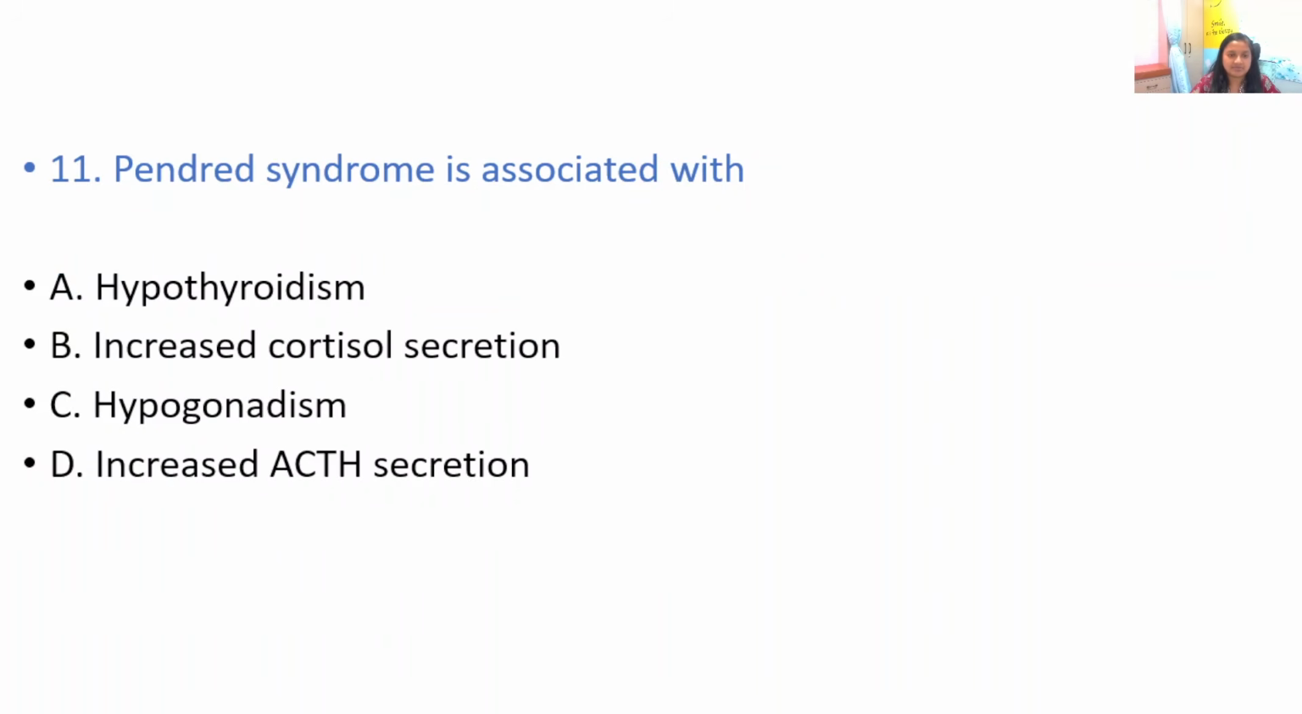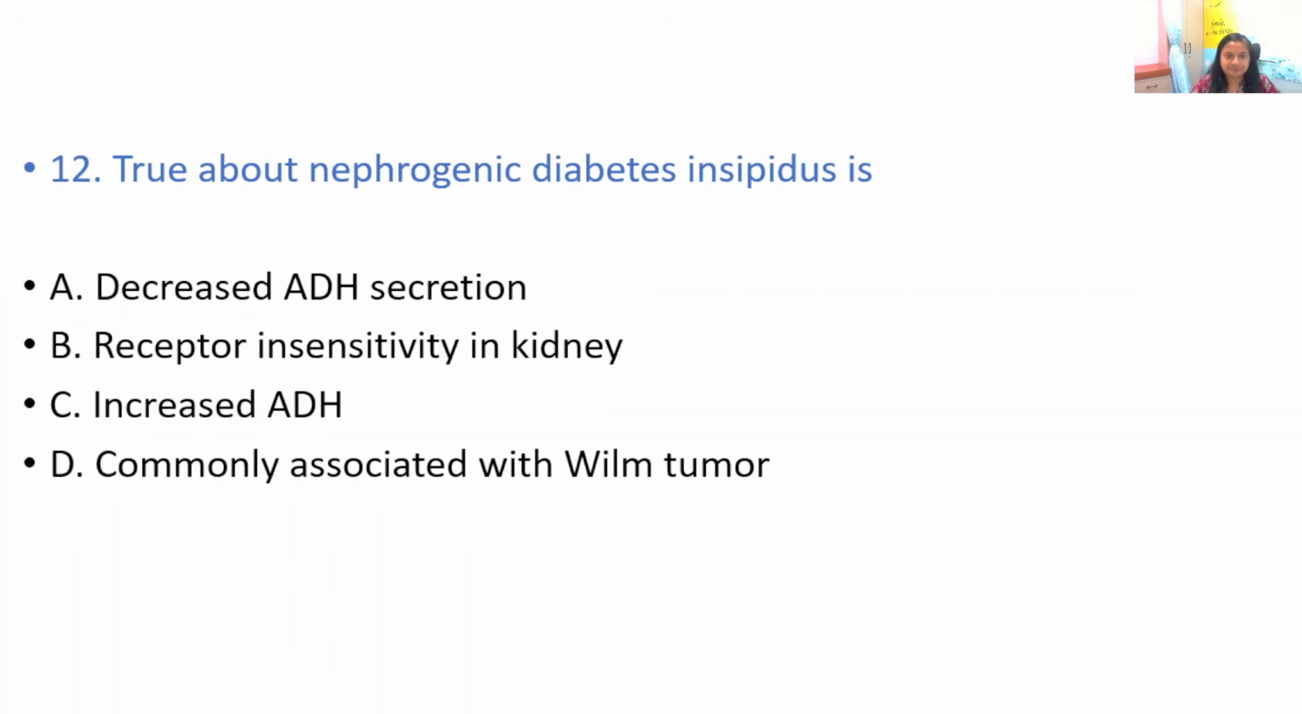Pendred syndrome is associated with, your options are hypothyroidism, increased cortisol secretion, hypogonadism, and increased ACTH secretion. Pendred syndrome, we all know that this is associated with hearing loss and a goiter or a thyroid swelling, and it can present with hypothyroidism.